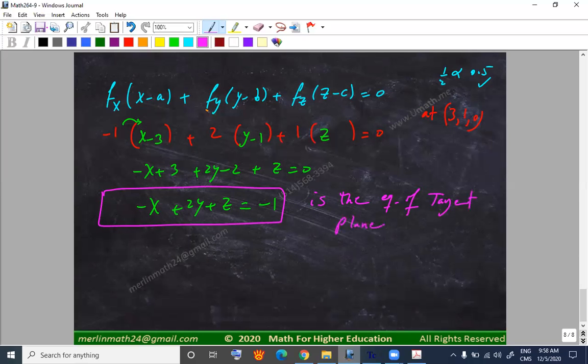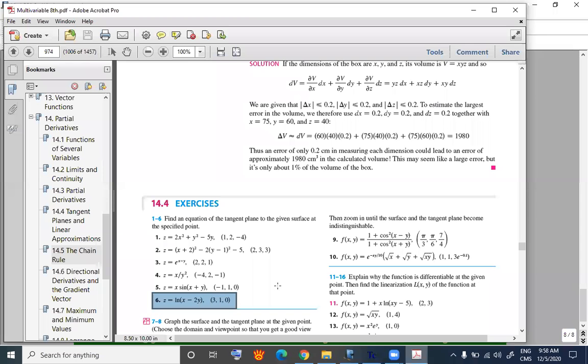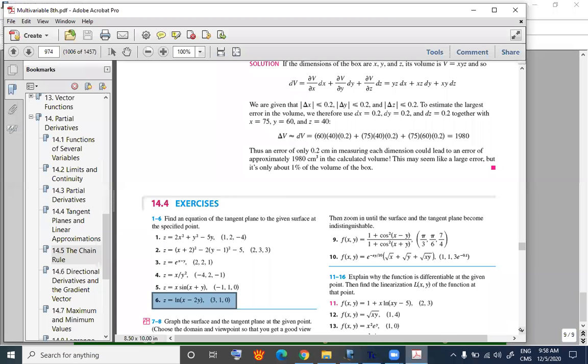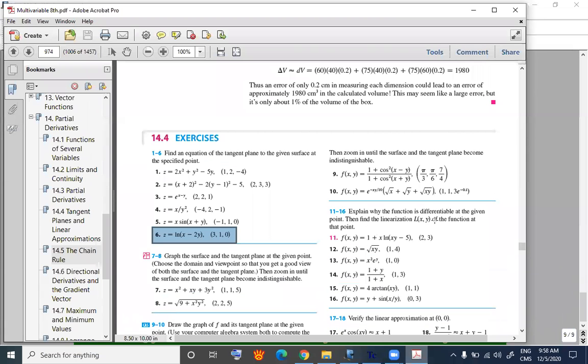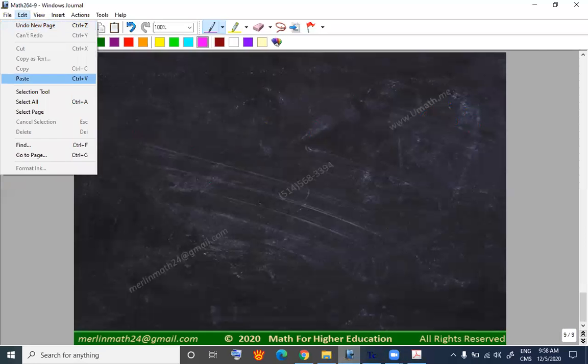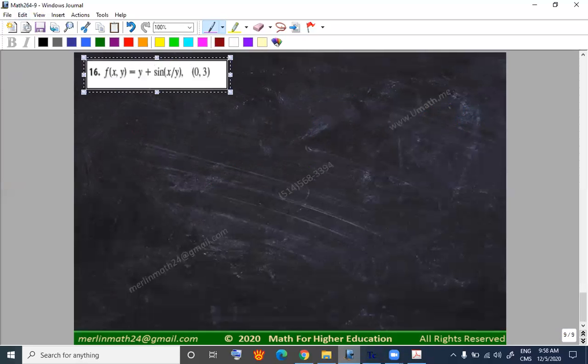What else? Number 16. Explain why the function is differentiable, and then find the L function. Differentiable means when you derive and you plug in the point, the derivative exists. So be careful, there's a little trick right here. The question may be this way.